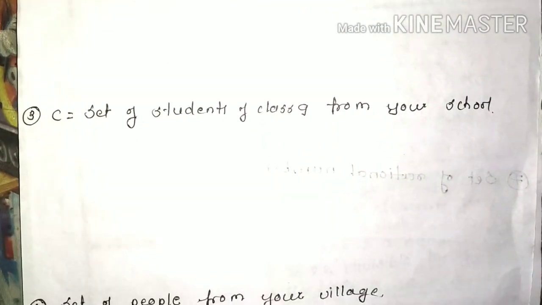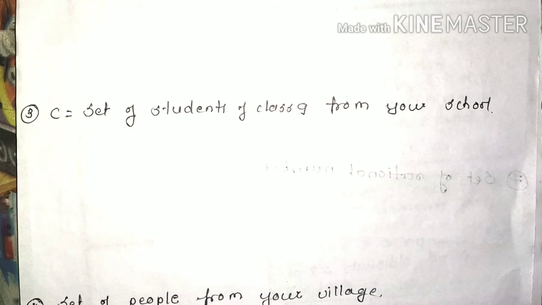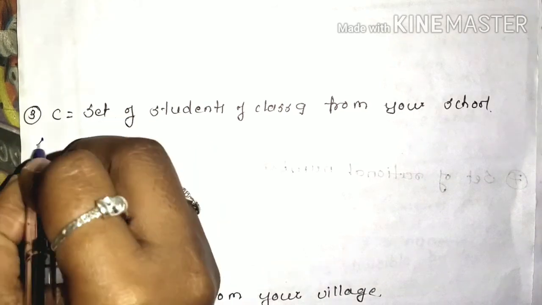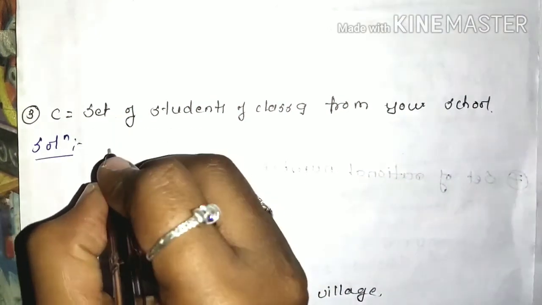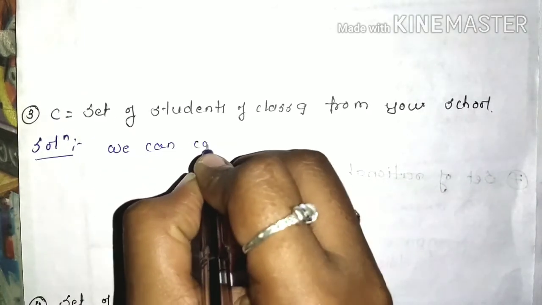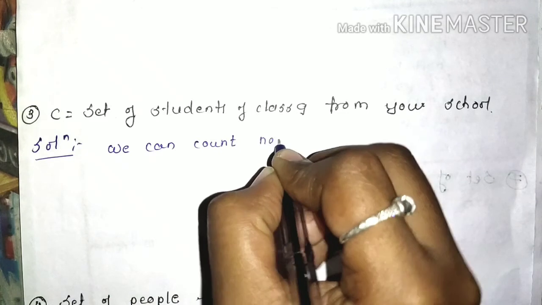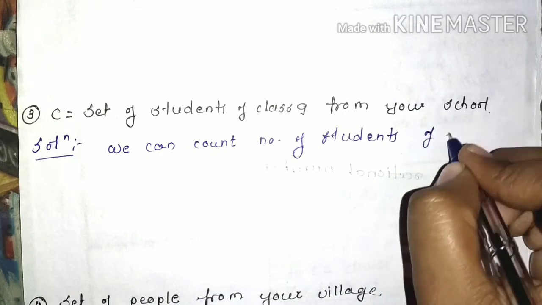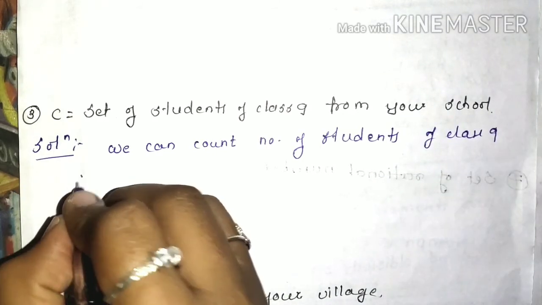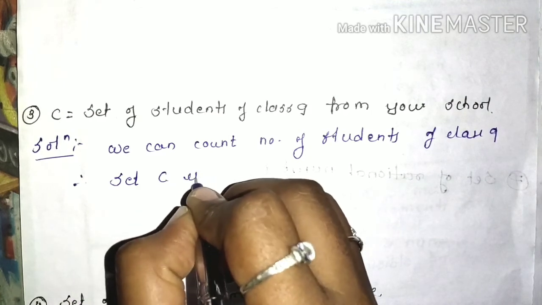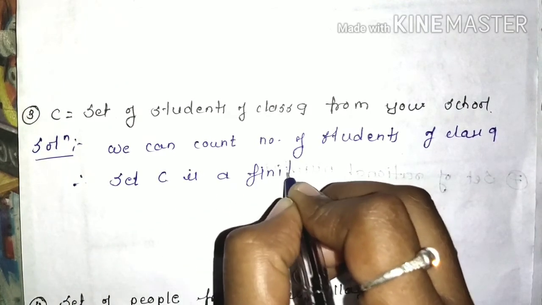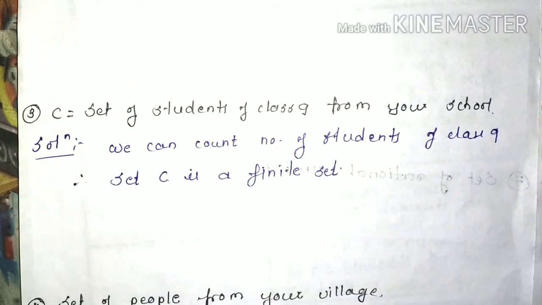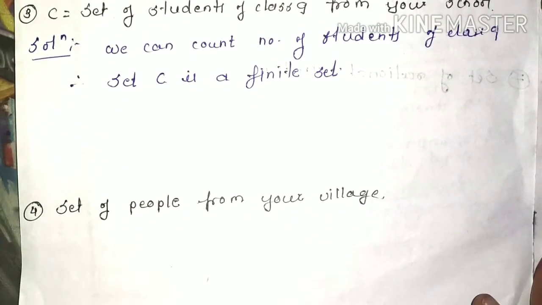Question number 3, we have set of students of class 9 from your school. So in that example we obviously can count the number of students from class 9. So here in the solution it will come: we can count the number of students of class 9. Hence set C is a finite set.